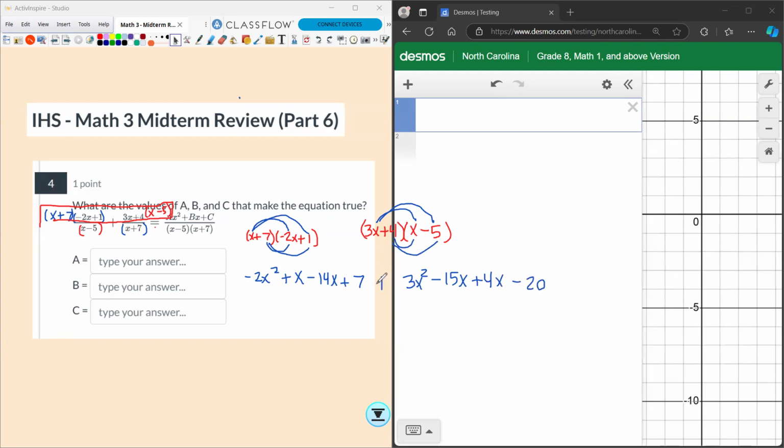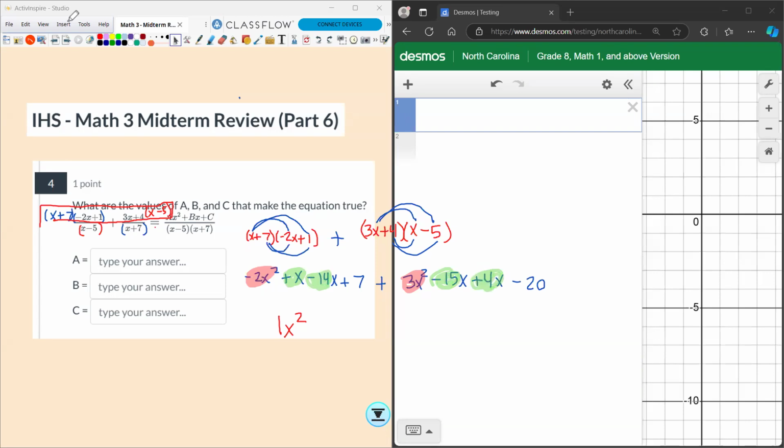This is a plus between them, so we'll put that plus there, and now we can combine our like terms. Let's look at what we have in common. We have negative 2x squared and 3x squared. So negative 2 plus 3, what does that equal? That's equal to 1. So that's going to give you 1x squared. And then we have the other x's. We have a lot of x's here. We have 1, negative 14, negative 15, and positive 4.